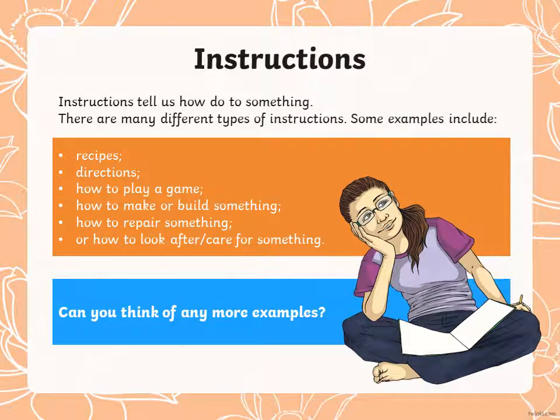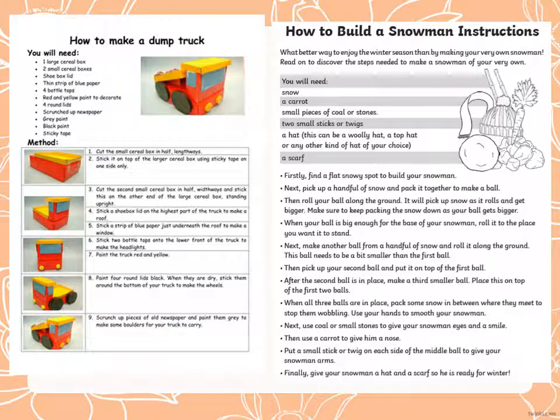Can you think of any more examples? Here are 2 examples of instructions that I found. Now, what we're going to do is identify the features of them. So, is there anything that you can see that looks the same on both sides? Anything that, you can see the features that they both have.